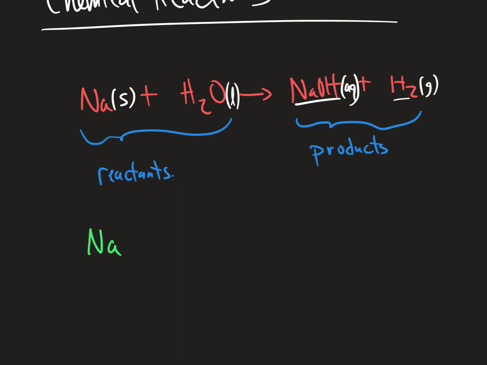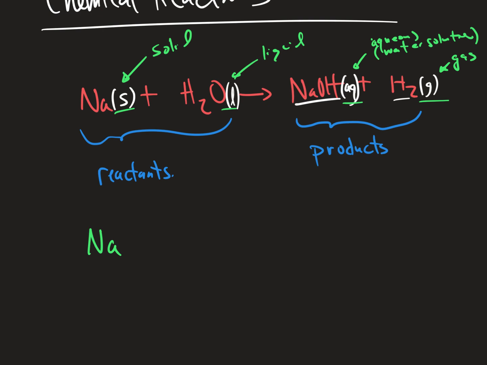I'm going to write this again, and I'm going to omit the states of matter for now just to keep it simplified. But I showed that one because it shows all of them that we'll see in this class. So maybe I should write down what they are. This is solid. This is liquid. This is aqueous solution, or water solution. And this is a gas. So sodium plus H2O, water, gives us sodium hydroxide and hydrogen gas.